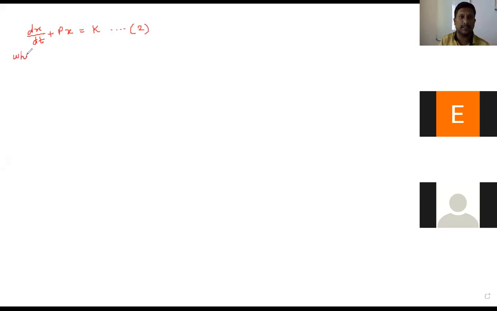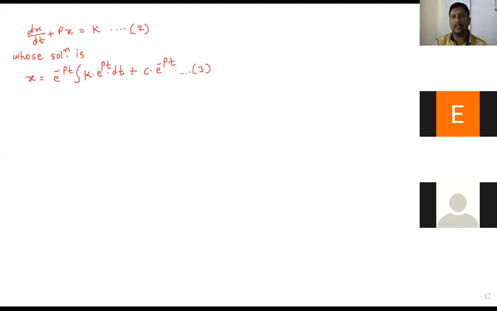Whose solution is x is equal to e raised to minus pt integration of k into e raised to plus pt with respect to t, plus c into e raised to minus pt. So this is equation number 3.